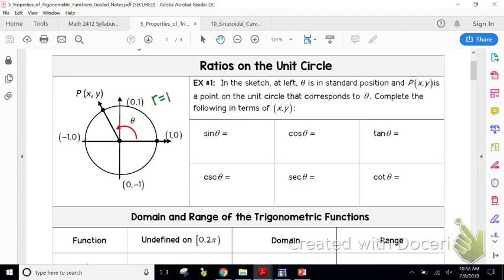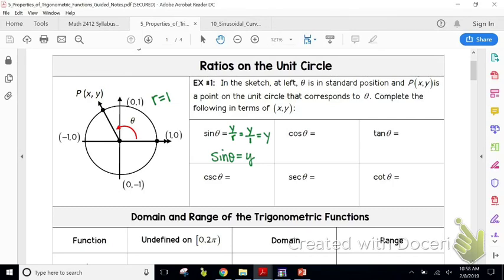Yes. So sine of theta is what in terms of x, y, and r? It's y over r. But what do we know about r again? It's 1. So what is y over 1? y. So we can say that sine of theta is equal to just the y value if we're on the unit circle. Because notice the directions here say complete the following in terms of x and y. It didn't mention r, did it?